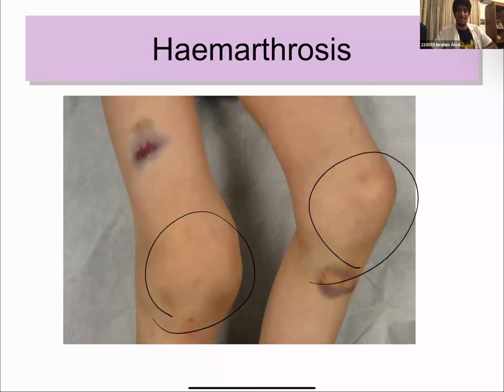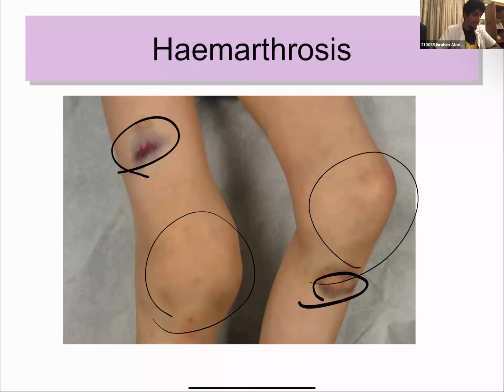Yes, yes. Bruising and hemarthrosis. What about them? Does she have both? She does have both, yeah. She has bruising here and she has hemarthrosis. So there's a blood disorder here.